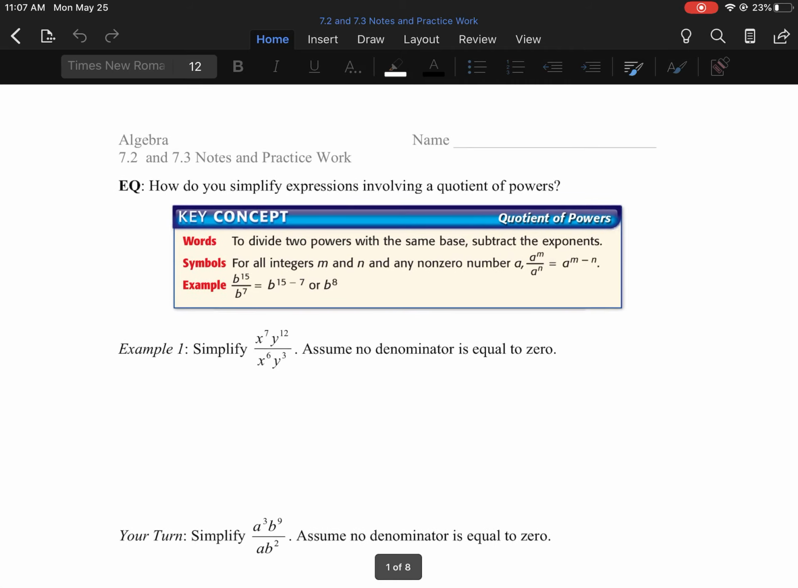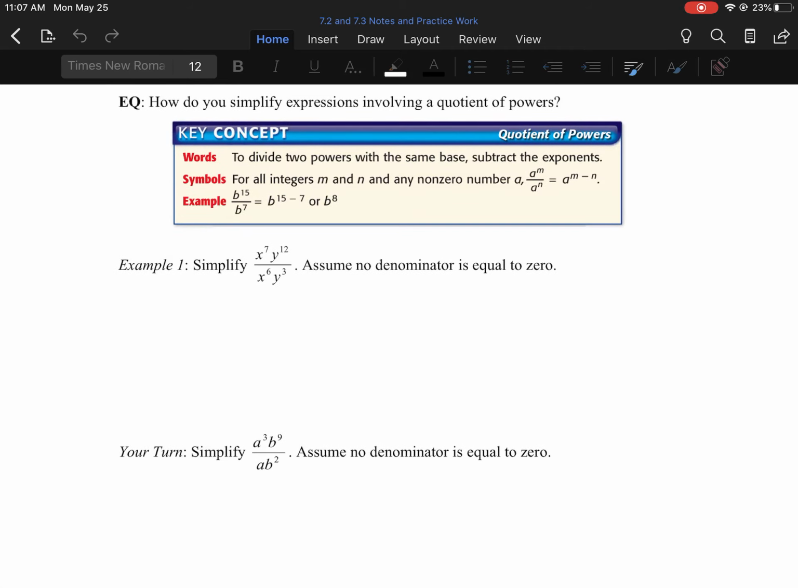Today's lesson is section 7.2, and it's all about dividing powers. In section 7.1, we looked at all the different ways to multiply them. When we multiply like bases, we add exponents. When we have a power to a power, we multiply. So today we're going to do everything with division.